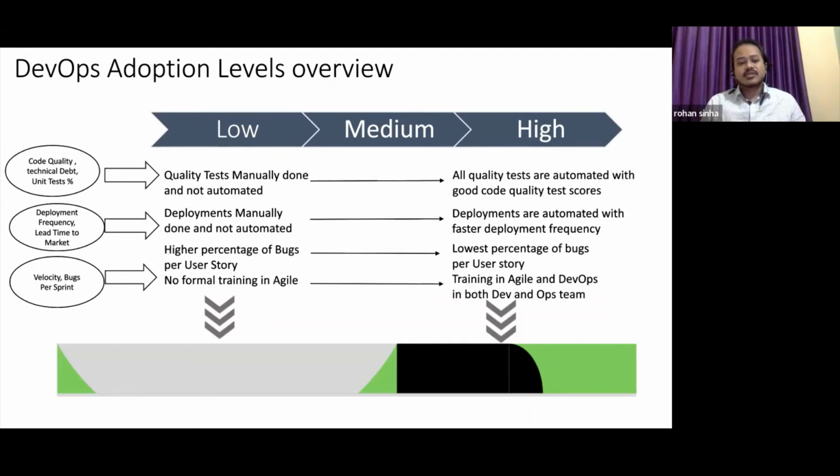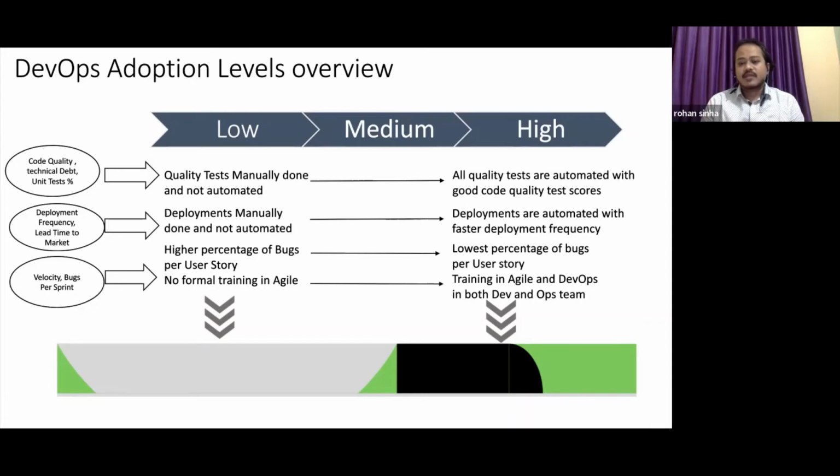The second, we are going to discuss deployments. In the current industry, if the deployments are done manually and are not automated, it would definitely represent a low adoption level in the DevOps journey. The faster the deployment, the higher the DevOps adoption level.